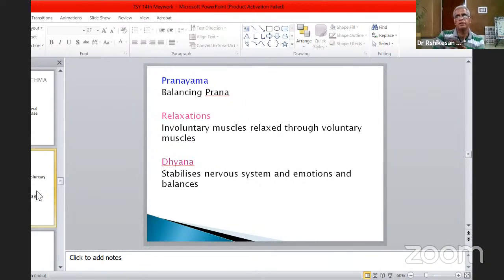So once you control, there is a controller and controlled. Observer and observed. So you are controlling this. Then who is the controller? The brain. So the brain also you are getting controlled.